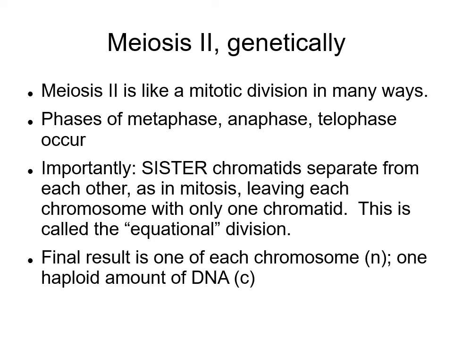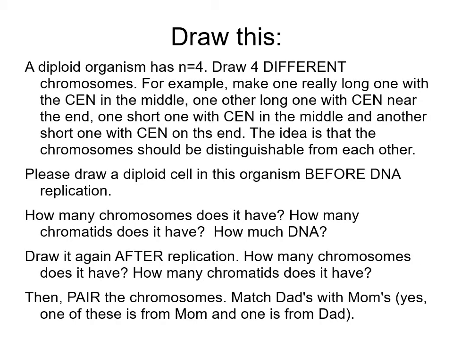It's important to go through this thoroughly to make sure you understand the N's and the C's at each of these steps. This is a good exercise. Draw it. Pretend you have a diploid organism with N chromosomes, and then draw what happens in the diploid cell before replication, after replication, and during the meiotic divisions. There's no way to really understand this until you actually draw it out for yourself, so please do that.